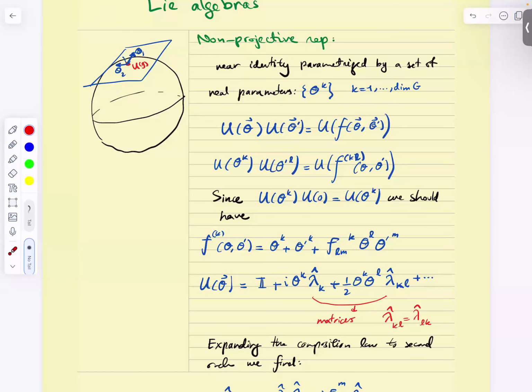For now, all we see is that it should be symmetric. Is it clear why it should be symmetric? Just by symmetry. Swap theta and theta prime.